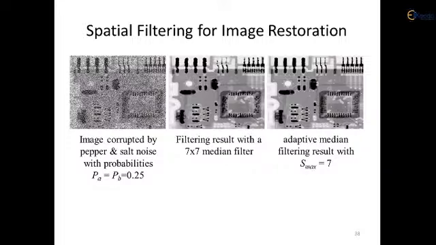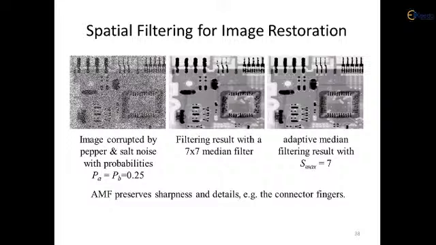So adaptive median filtering is here preserving the sharpness and most of the information or details of the image, for example the connector figures here. You can compare this particular portion where the horizontal-like structure is quite difficult to judge properly, whereas it is quite clear using the adaptive type of median filtering. So here we have obtained the corresponding result.